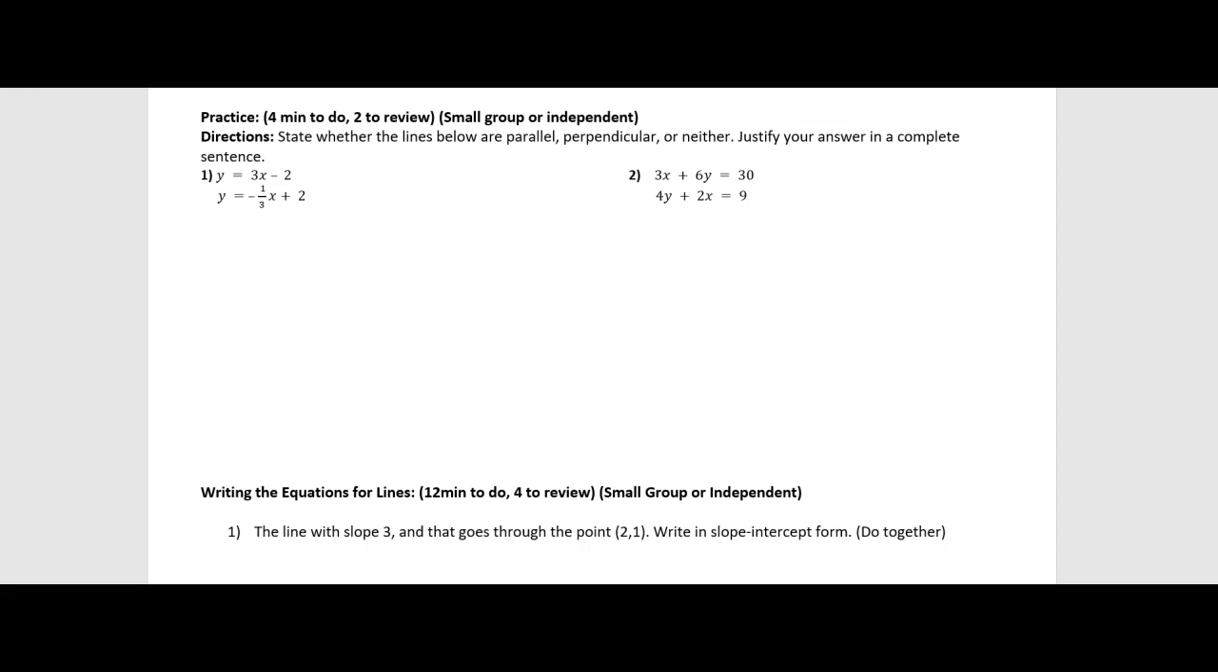But basically, you're going to find the slopes and you're going to decide whether the lines are parallel, perpendicular, or neither. We are going to skip down to writing the actual equations of lines. So this is where we're going to spend our time today.